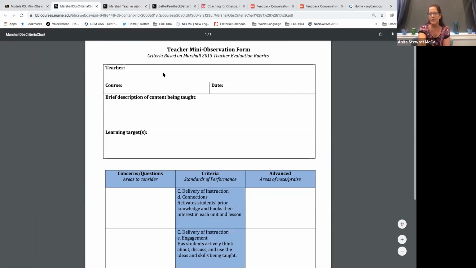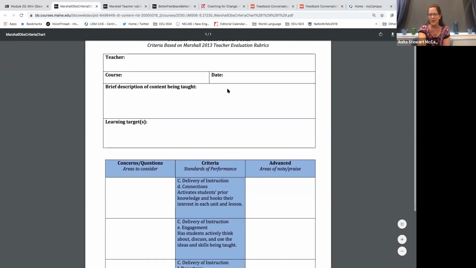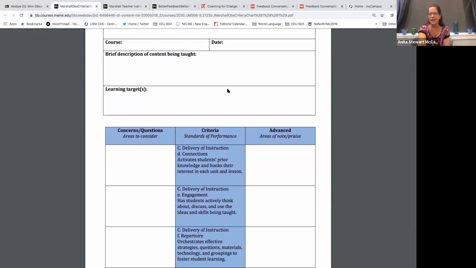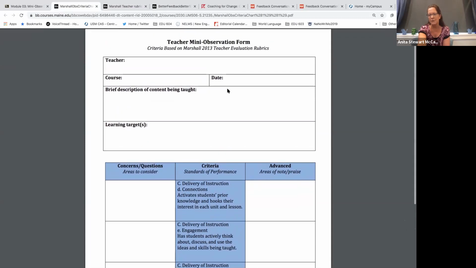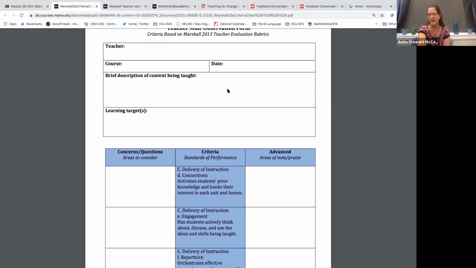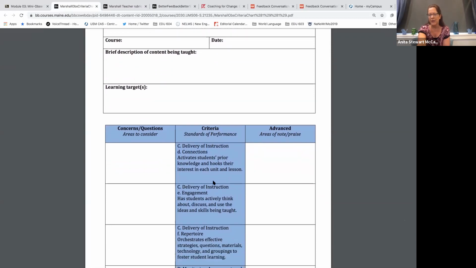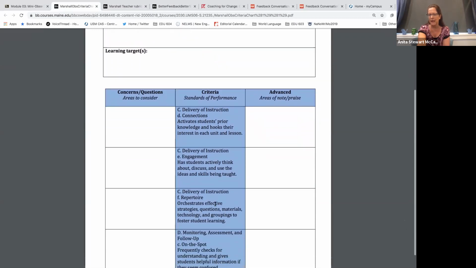So one of them is this tool here that is on the screen. A common format that I use is this idea of a next step rubric or a single point rubric, where I have the criteria that I'm looking for down the middle, and then an area to the left and to the right. On one side there are areas for things that I want you to consider, so questions or concerns that I might have relative to that particular criteria. And then on the other side, it would be areas of note or praise.